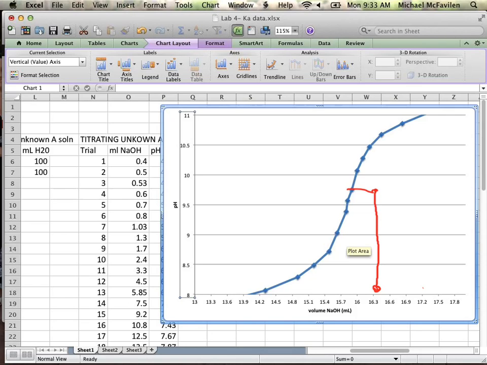Okay, so that's where you're calling your equivalence point. What we need is the volume at that point. We can cheat in a couple of ways to help us see that point. What I would do is go back to Excel.